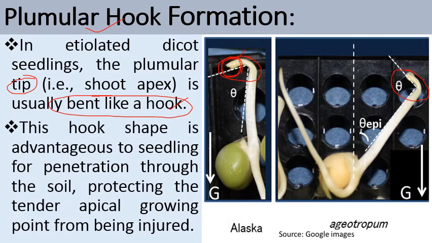This hook shape is advantageous to the seedling for penetration into the soil and protects the tender, that is delicate or soft, apical growing part of the plant from injury. So this hook formation directly protects it from injury. So this is advantageous during the growth of the seedling, and it is due to the presence of ethylene in the seedling.